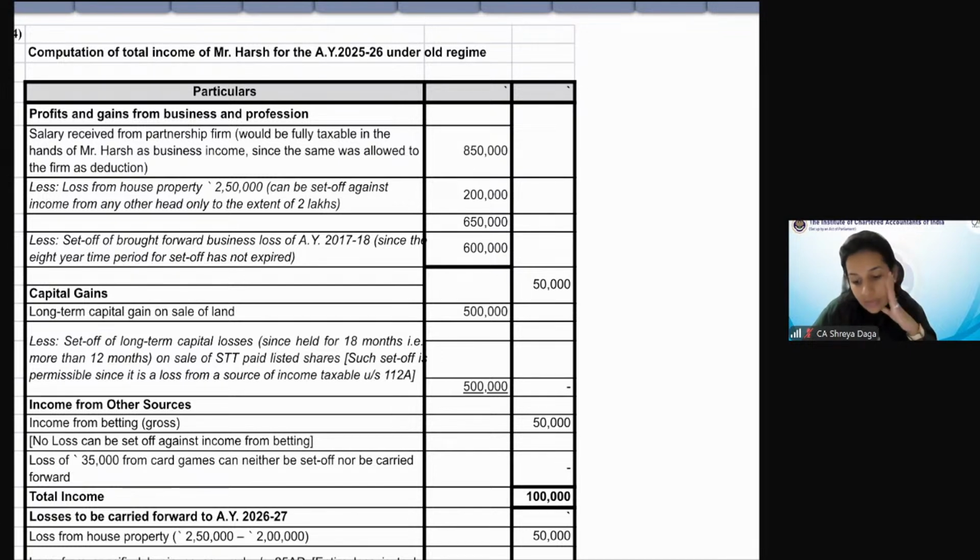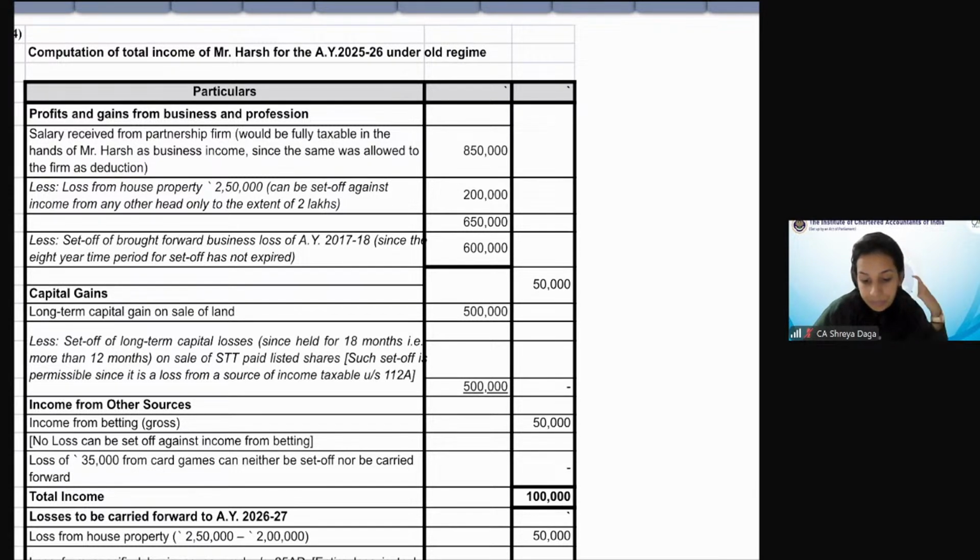Then loss of specified business under 35AD and loss from house property. Income from betting, gross. If they've said gross, then you don't do that TDS calculation. Okay. And then they have loss from card games. Very good. So it's actually a simple sum, but fine. Let's do it. So there is no head of salary income here.